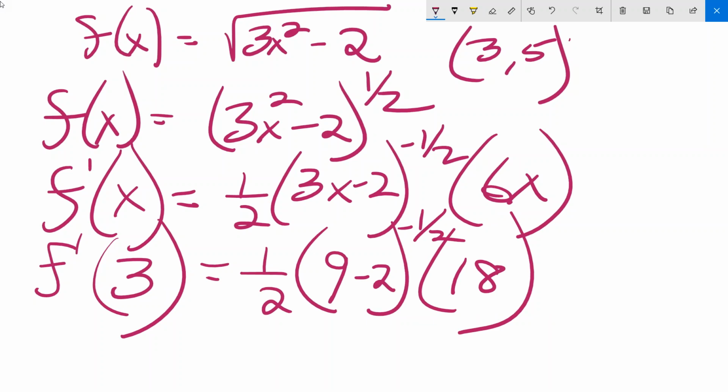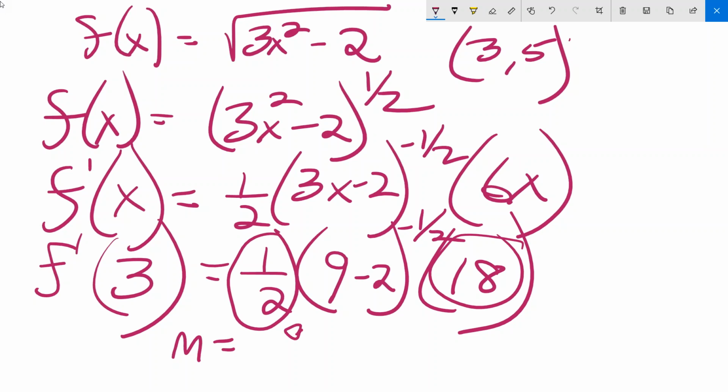Okay. Now, what is the slope at this point? 3, 5. It's in the numerator. Whereas the numerator is made up of those two things, so it's 9. Okay, what's in the denominator? That is the square root of 7. Yeah, the square root of 7.